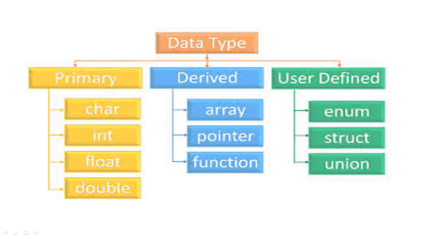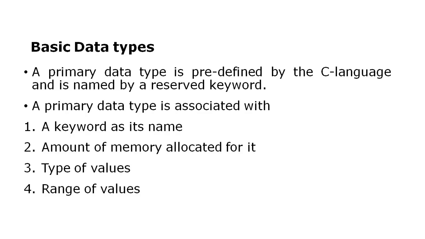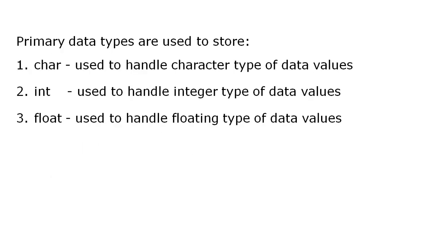See, these are the primary data types: char, int, float, double. These names, that is char, int, are called keywords. Primary data types are used to store char, int, float.